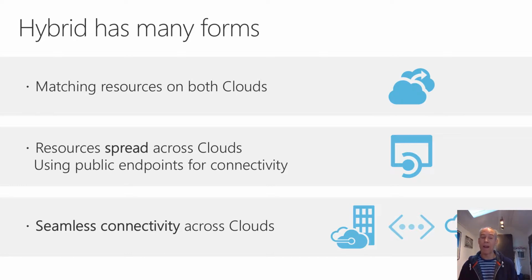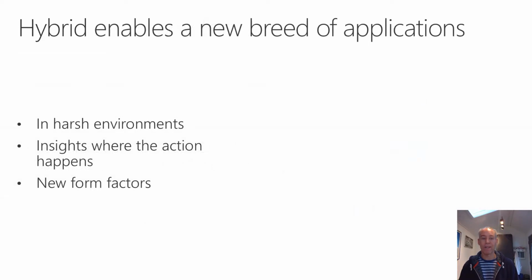There's another hybrid pattern where resources are spread across clouds. So you use public endpoints for connectivity, but parts of the solution are deployed in another cloud like Azure Stack. Or you might have connectivity across clouds. I'm going to show you some examples of workloads where parts of the functioning are deployed in public Azure and parts of it are deployed locally in your data center. So this enables a whole new set of applications.